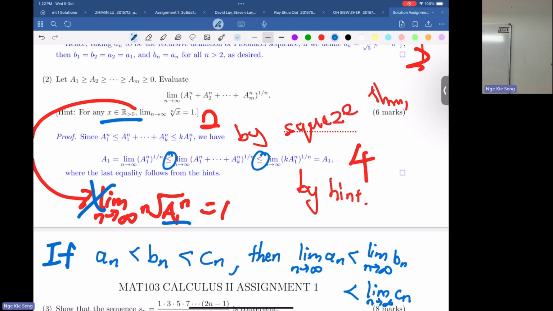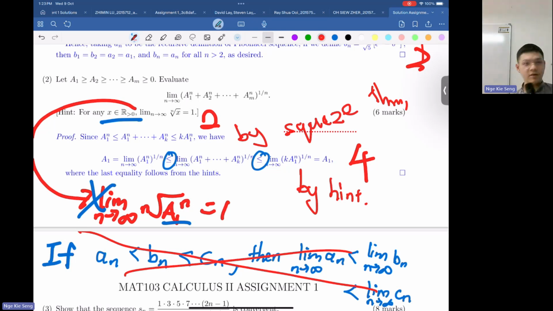I didn't take off marks, but when I write this solution, I try to avoid this kind of writing because maybe you think that this is true. This is not true. I gave you a counterexample in the lecture notes. Remember, 1 over n is greater than 0, but the limit of 1 over n is equal to the limit of the zero sequence. It's not strictly greater.